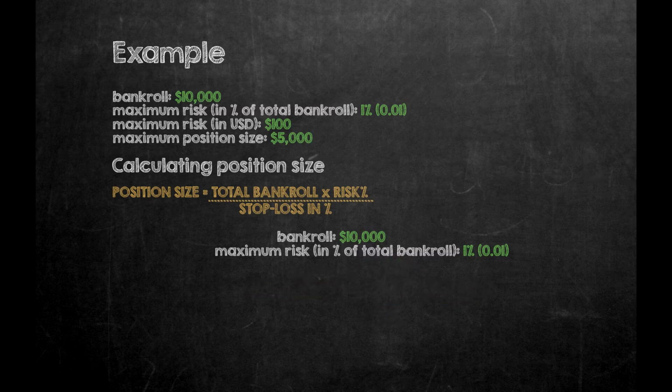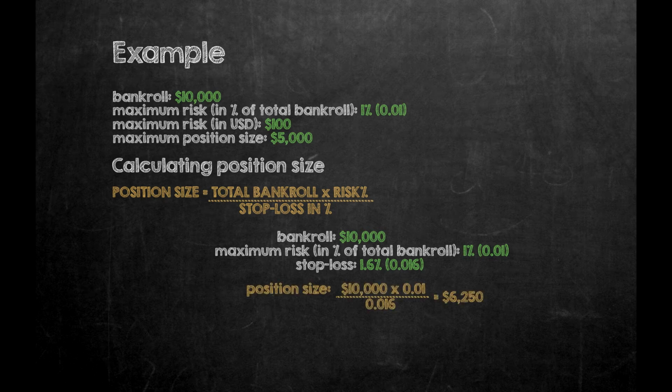Now let's change the last variable. In your new trade setup, stop loss is only 1.6% away from your entry. So by this new calculation, your position size could be $6,250. But because of the second rule where we said that you should never expose more than half of your bankroll in one trade, your actual maximum position size could only be $5,000.